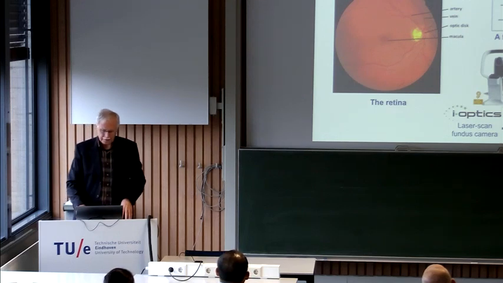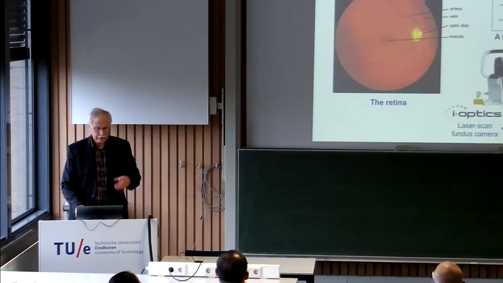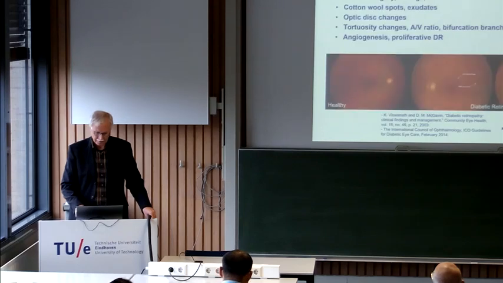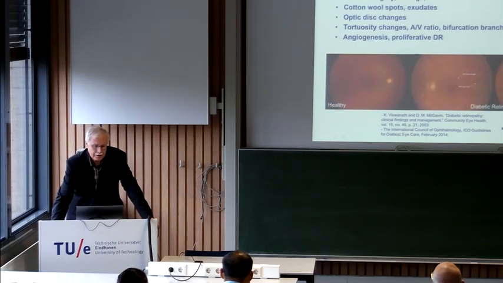So I already said this. It's cheap, it's easy, very high resolution. And we directly look at the blood-brain barrier. The retina is brain tissue. So the disease is called diabetic retinopathy. We look at vessel integrity, leakage, microbleeds, cotton wool spots, exudates. These are deposits, and optic disc changes.